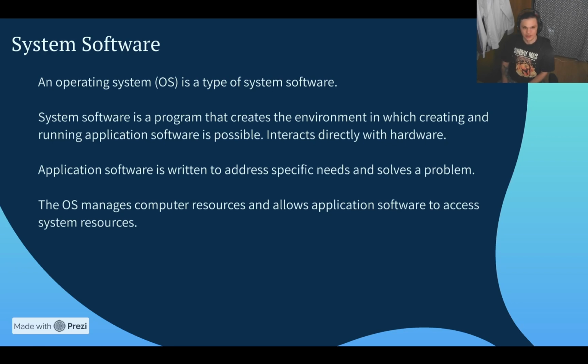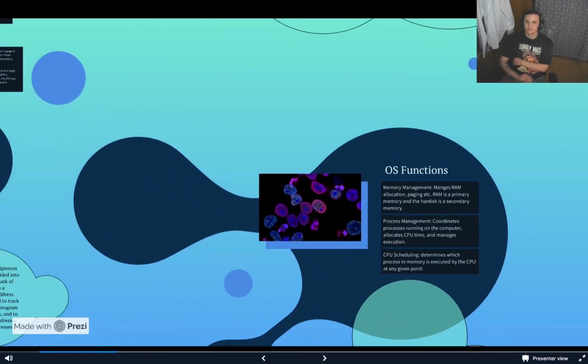The OS manages computer resources and allows application software to access system resources. So I know, for instance, a web browser is able to grab the type of OS you're running, and that would be a part of your system resources. Continue on to the next slide.